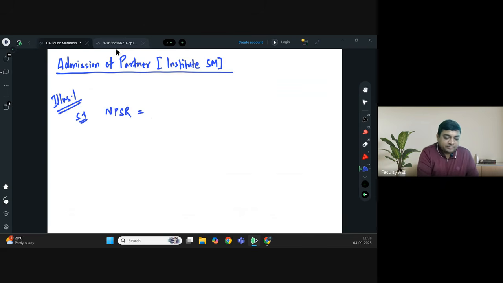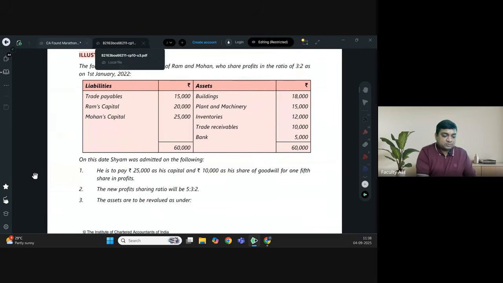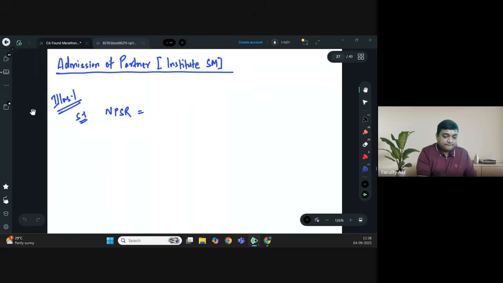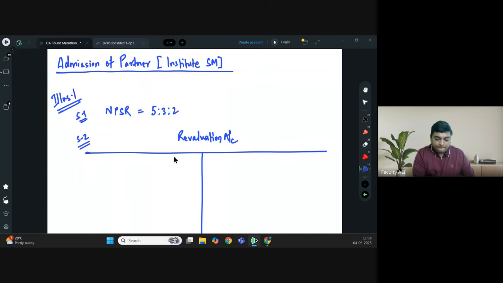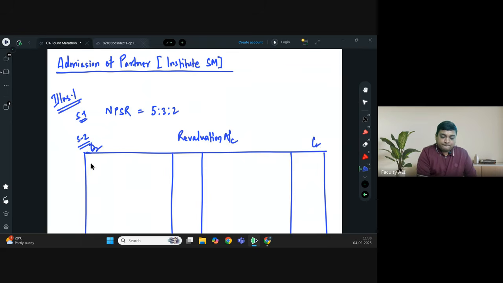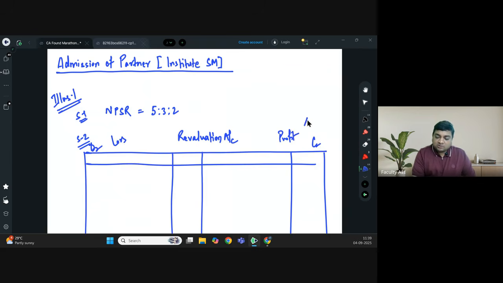So step 1, NPSR. NPSR is 532. Step 2, revaluation account. Here I will show profit. Here I will show loss. Asset increase, liability decrease. Asset decrease, liability increase, right?